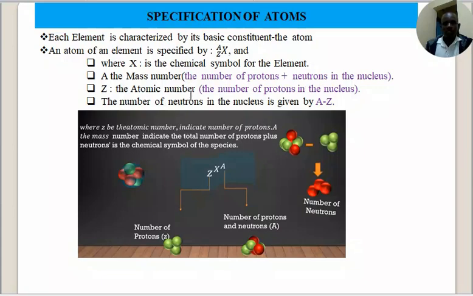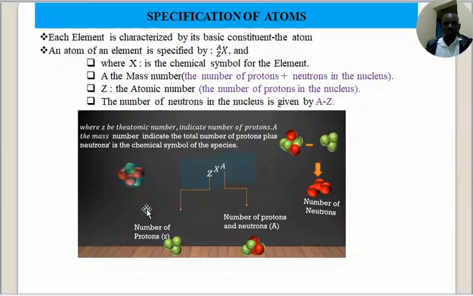So when we talk of the mass number, we are talking about the sum of the protons and the neutrons within the nucleus. And then we have the Z that refers to the atomic number, that is the number of protons within the nucleus. And then we have the number of neutrons in the nucleus, which can be given by A, which is the mass number, minus Z, which is the atomic number.